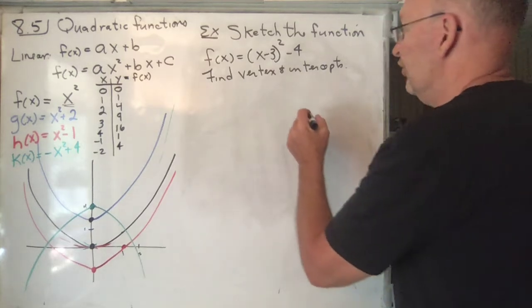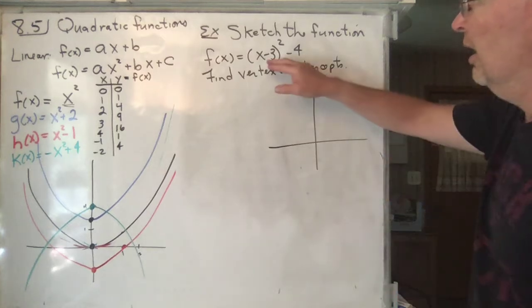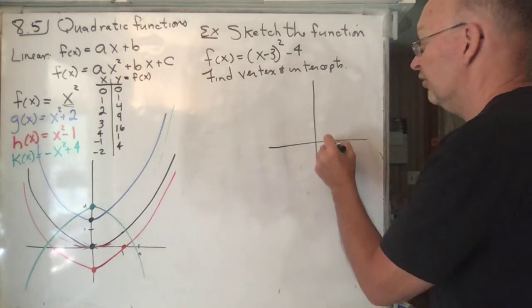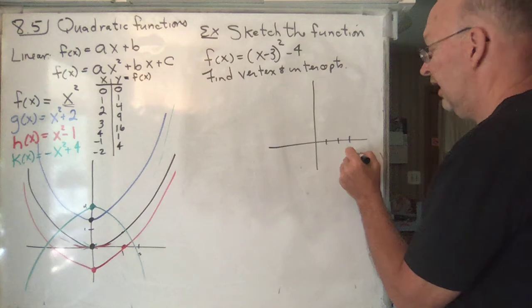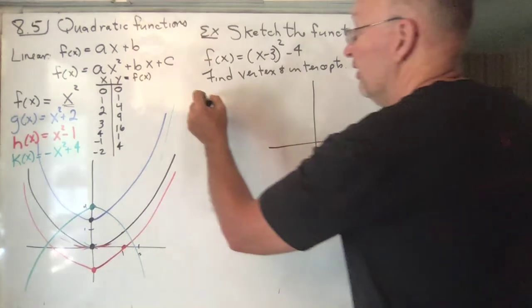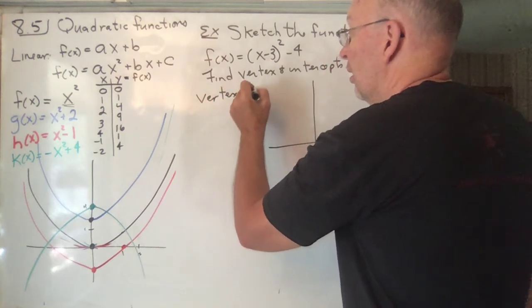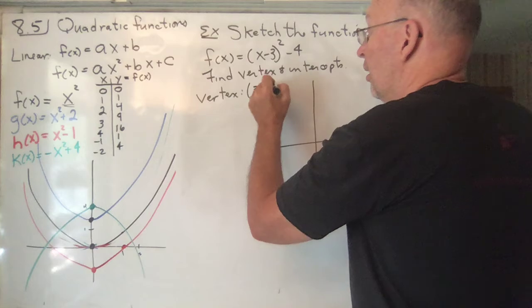First of all, here's what the general look is going to look like. It's going to look something like this. The vertex is going to be at 3, -4. Agreed? It's going to be down there. So there's the vertex. Agreed?